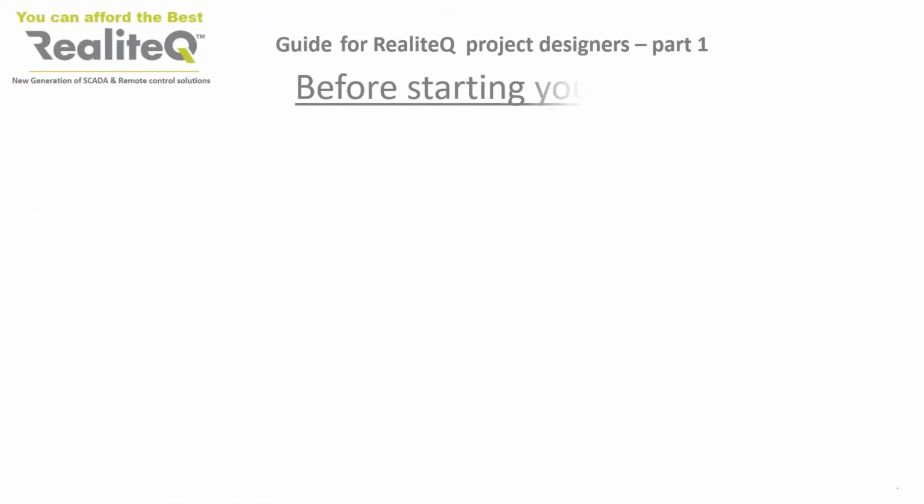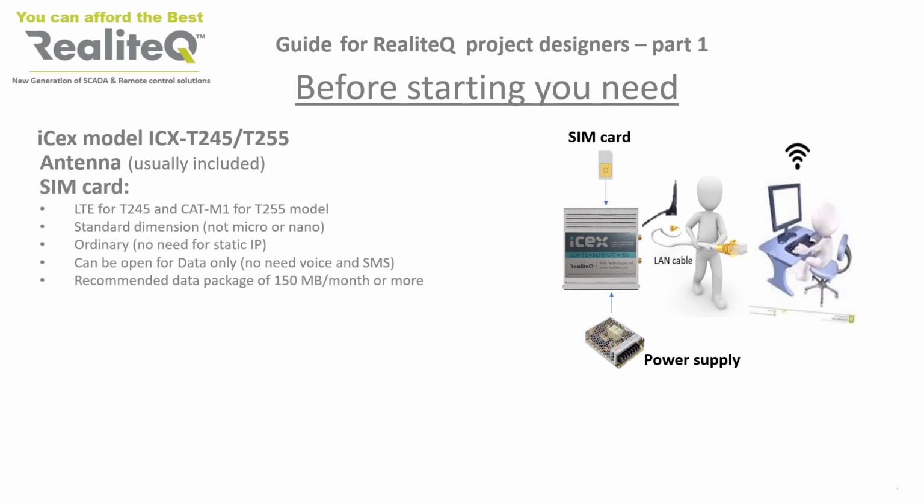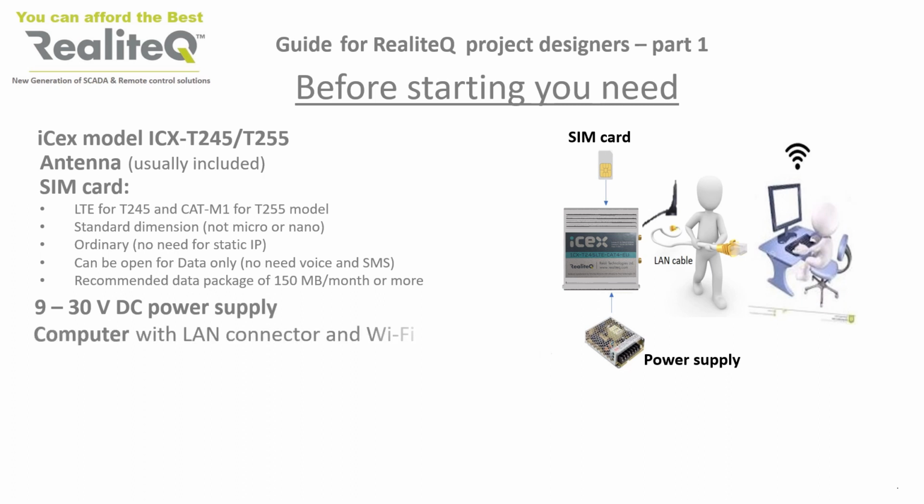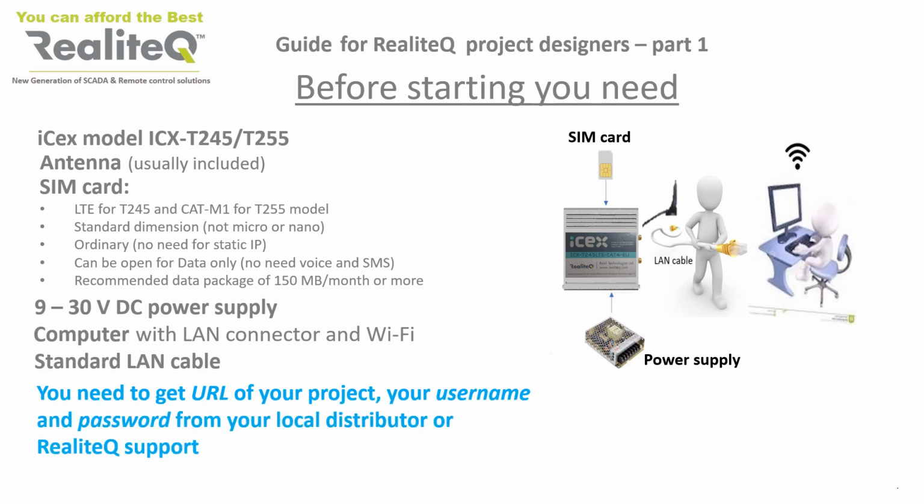Before starting you need iCex model T245 or T255, antenna, SIM card, 9 to 30 volts DC power supply. Of course, computer with LAN connector and Wi-Fi, and standard LAN cable. You need to get URL of your project, your username and password from your local distributor or RealiteQ support. Important, you must have administrator's permissions.